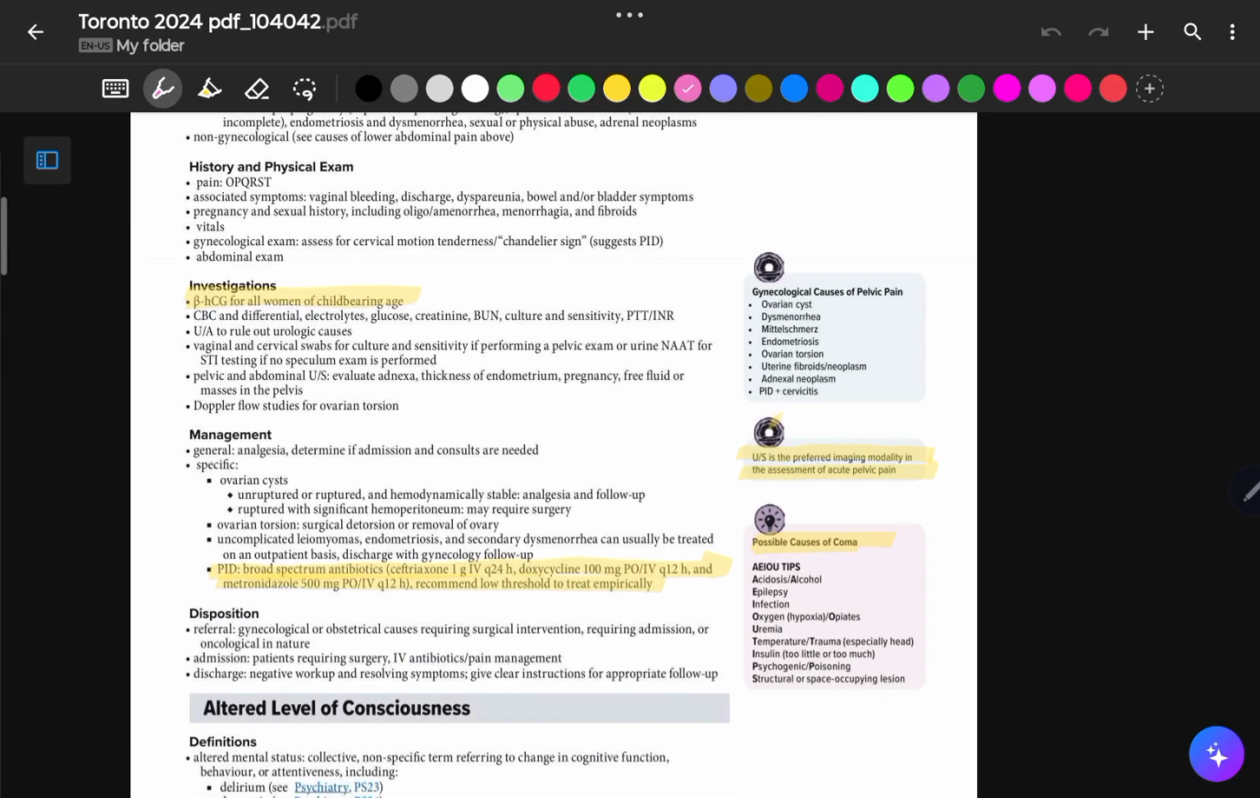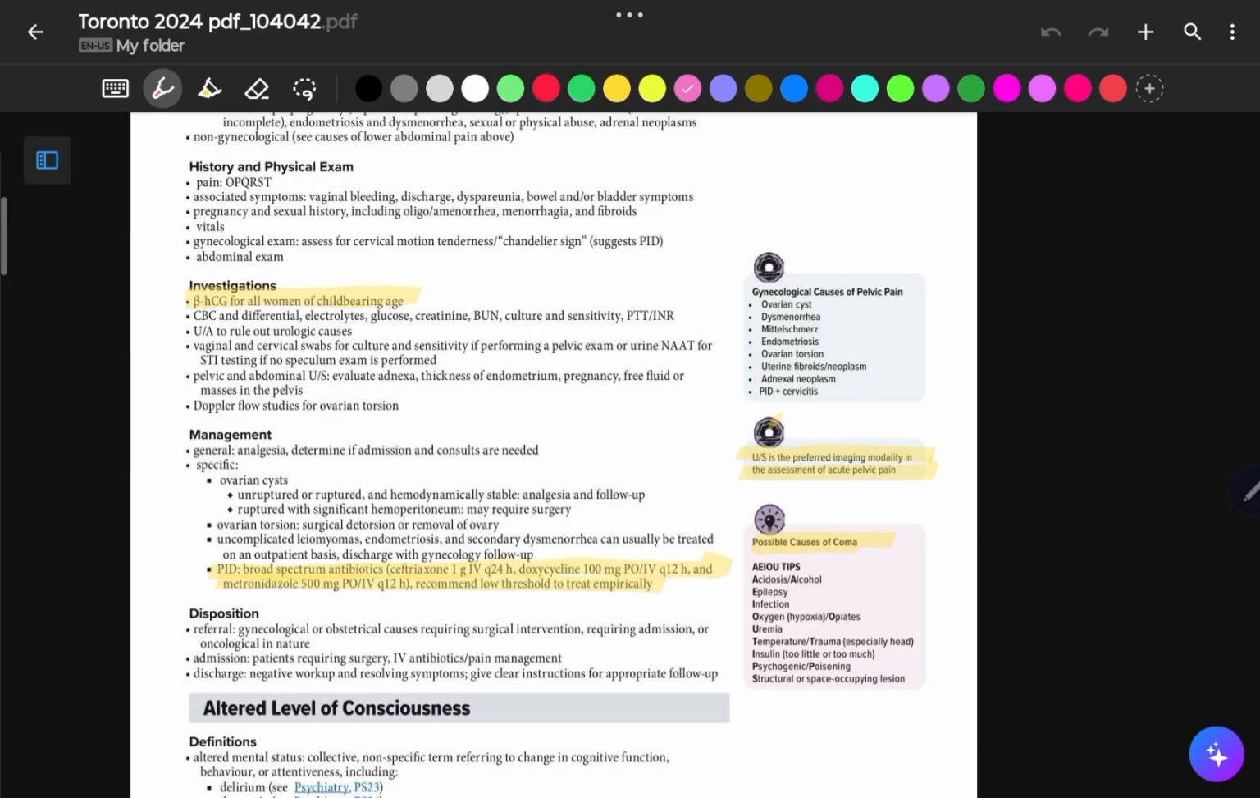So basically, you want to take a history. You want to ask, are there any vaginal bleeding, any discharge, dyspareunia, any bowel or bladder symptoms involved, sexual history, any pregnancy. You want to know their menstruation, any fibroid history. Okay. So you want to do your examination, and you assess for cervical motion tenderness.